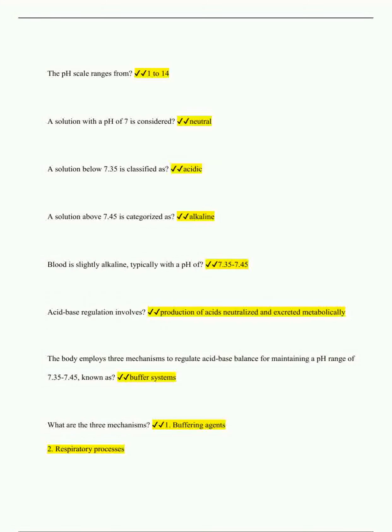The pH scale ranges from 1 to 14. A solution with a pH of 7 is considered neutral. A solution below 7.35 is classified as acidic. A solution above 7.45 is categorized as alkaline. Blood is slightly alkaline, typically with a pH of 7.35-7.45. Acid-base regulation involves production of acids that are neutralized and excreted metabolically.